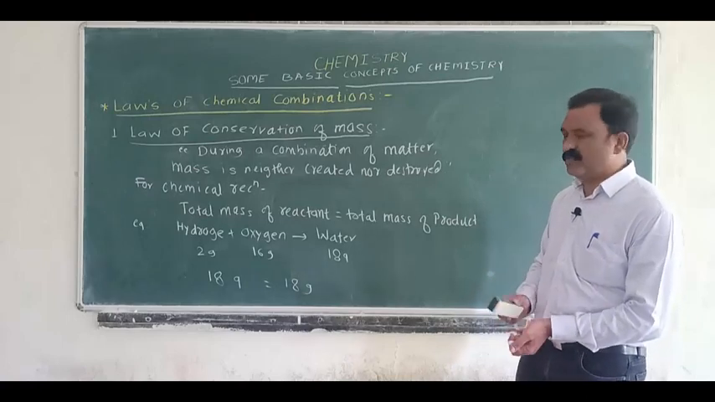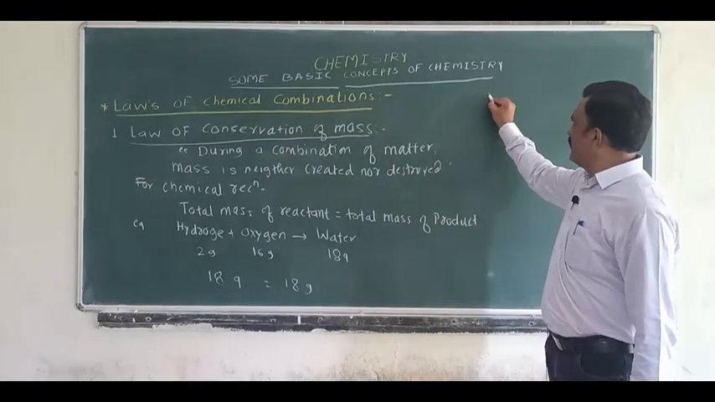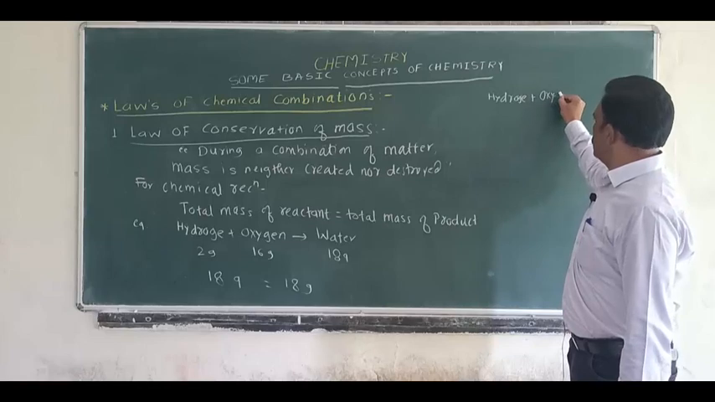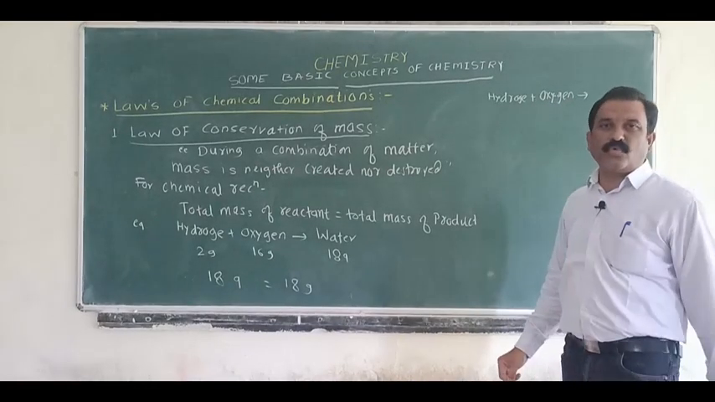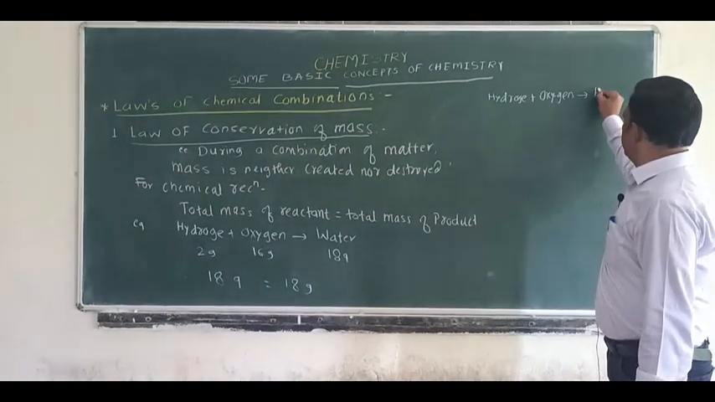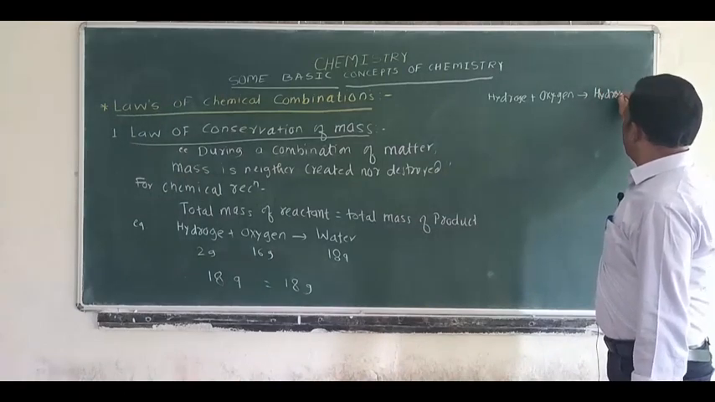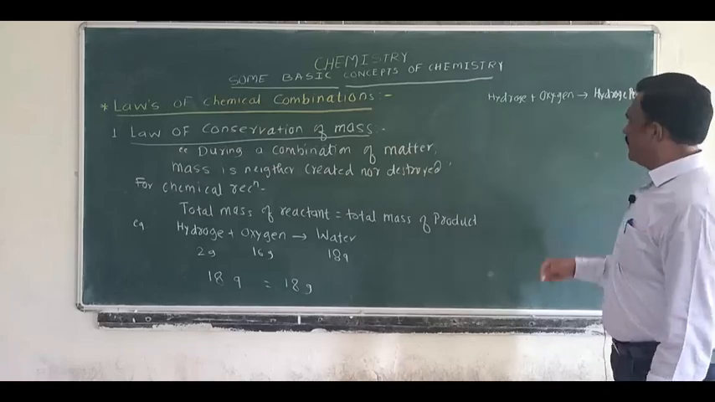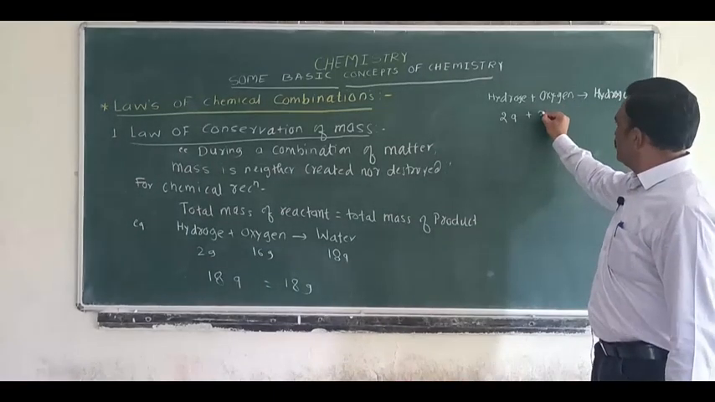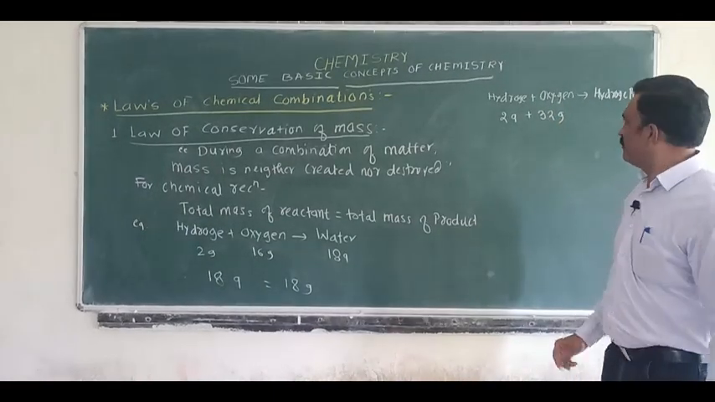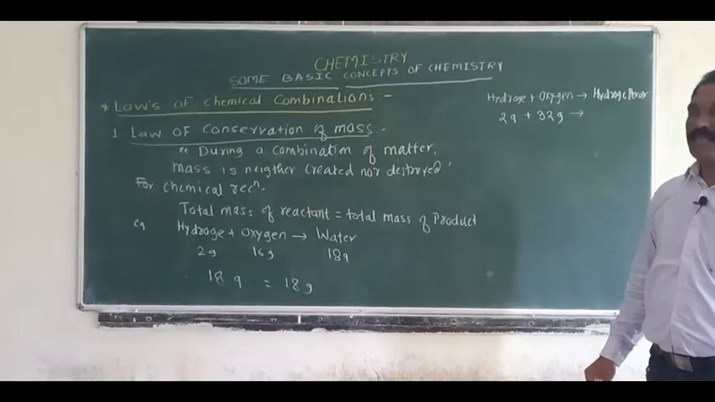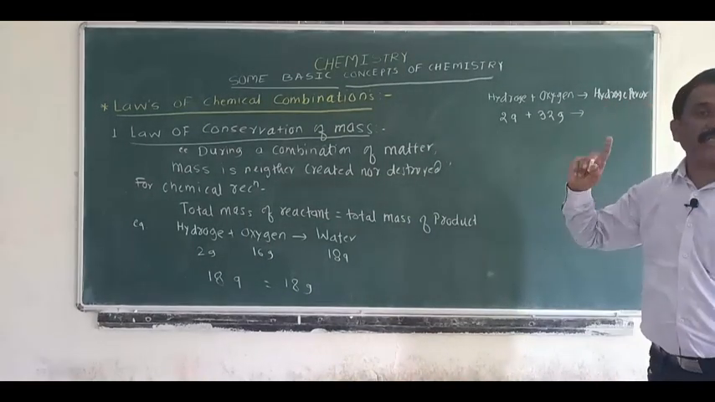We can take one more example. For example, hydrogen combines with oxygen to form H2O2, hydrogen peroxide. That is, 2 grams of hydrogen combines with 32 grams of oxygen to give hydrogen peroxide.